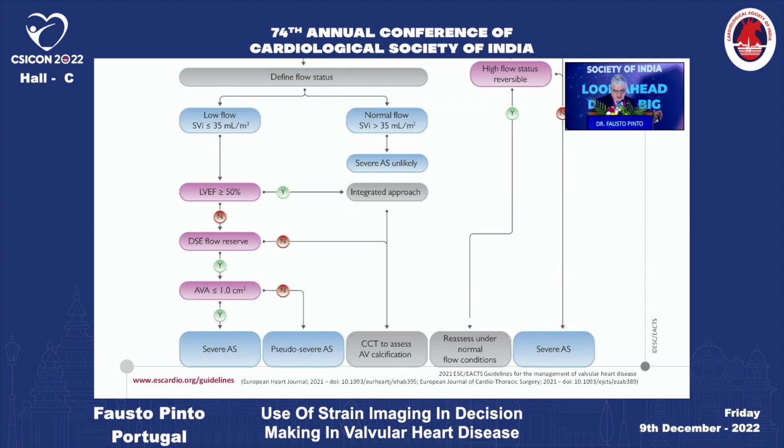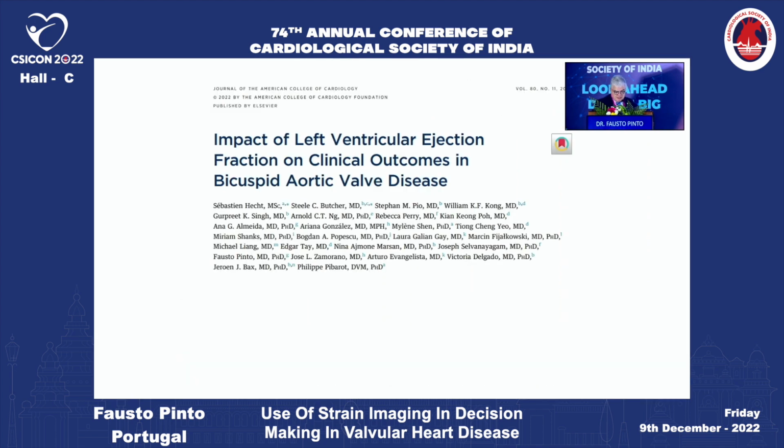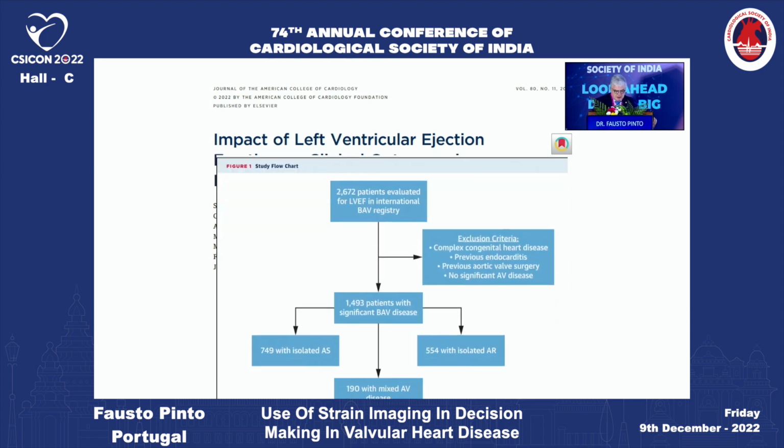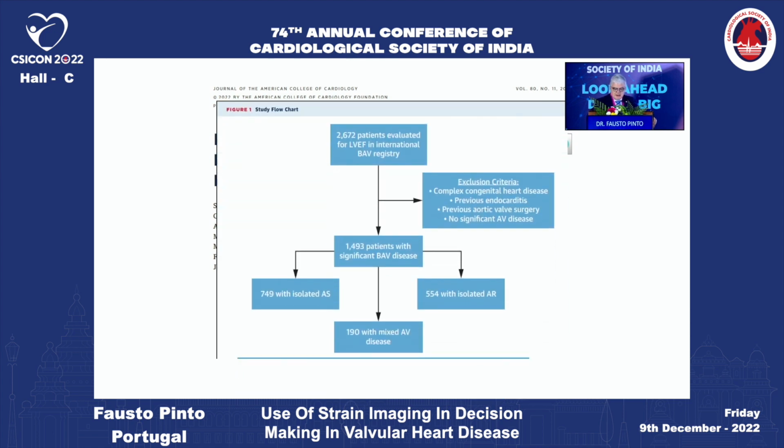And again here, we just heard a very nice talk on low flow, low gradient aortic stenosis. So the inclusion of the flow status can actually help also to identify these patients. But the question is, and this is work that we've done, a multi-center work in patients with bicuspid aortic valve disease. We included here more than 2,600 patients that were evaluated in the registry on bicuspid aortic valve.